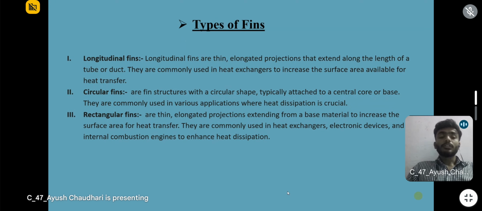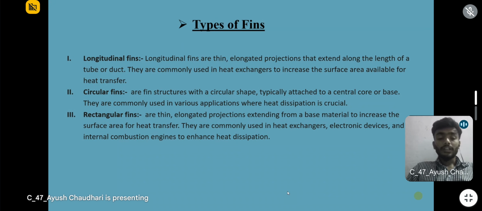The second one is the circular fin, or annular fin, we can call it. They are fin structures with a circular shape, typically attached to a center core or bore. They are basically used in various applications where heat dissipation is very crucial. So circular fins are used in very complex designs like IC engines and various other applications.